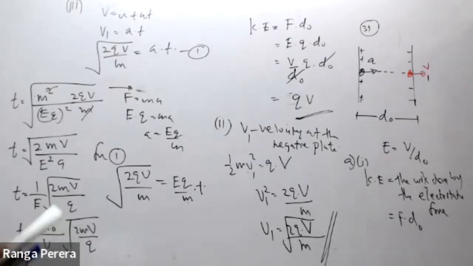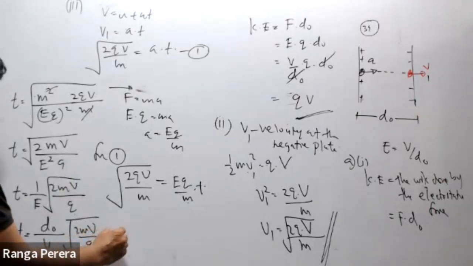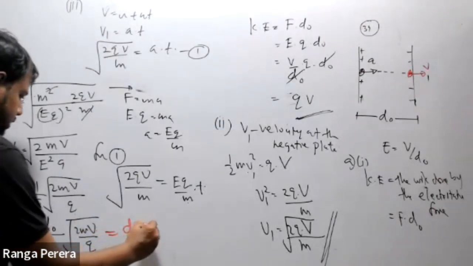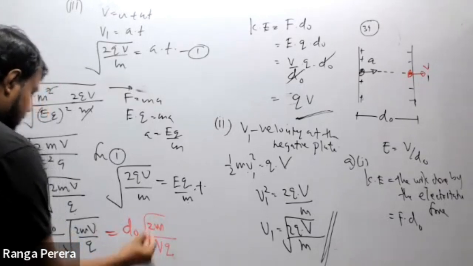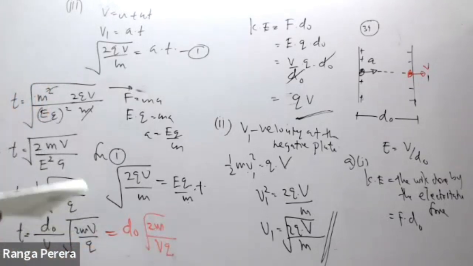Yes, you can further simplify this. This v and this v cancel. You can cancel this v and that v. Finally, you end up with an answer d naught root 2m divided by vq. This kind of answer is there for the time.